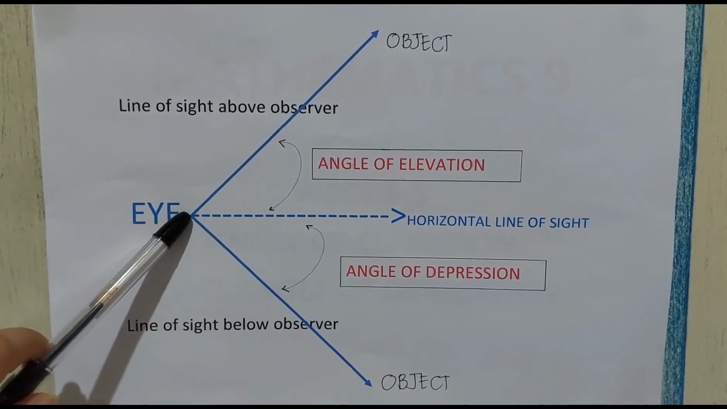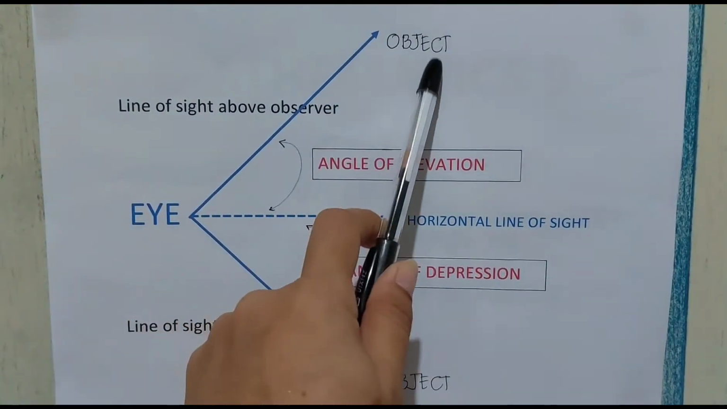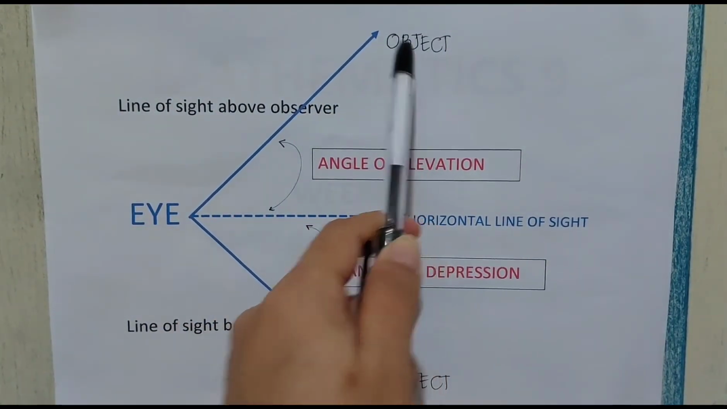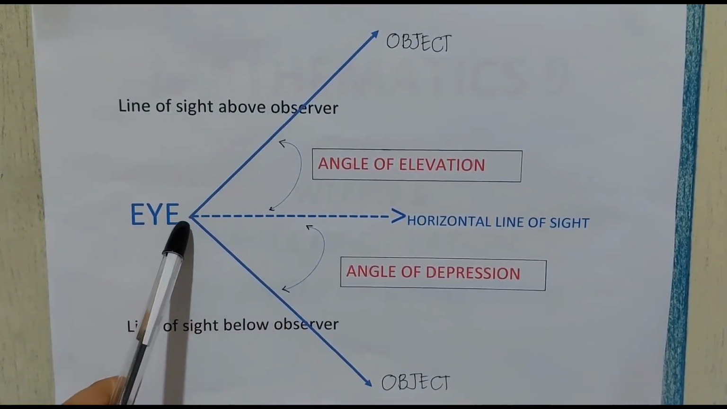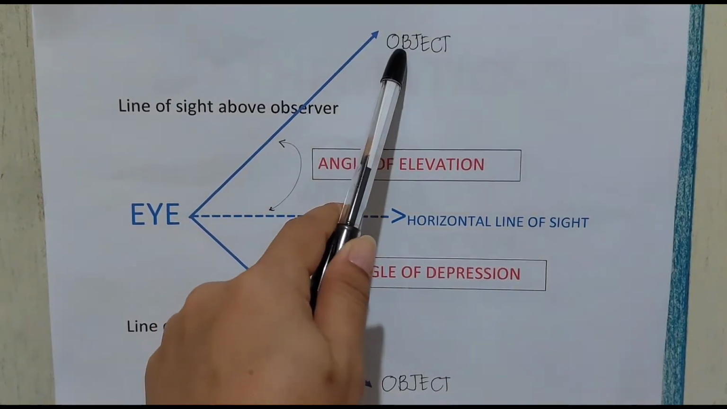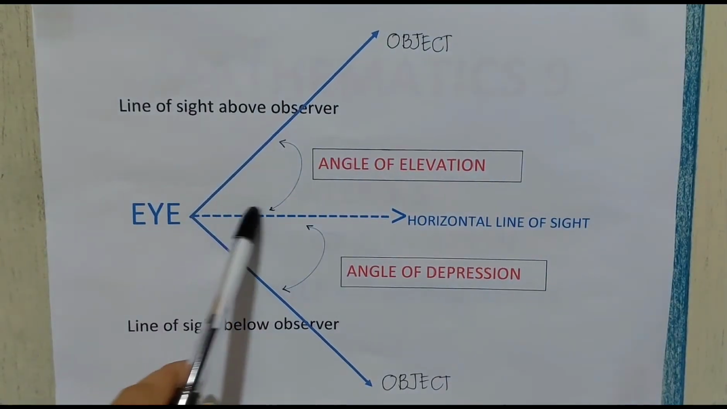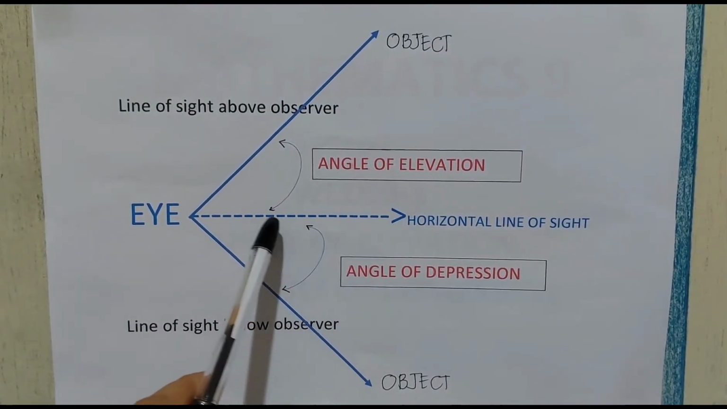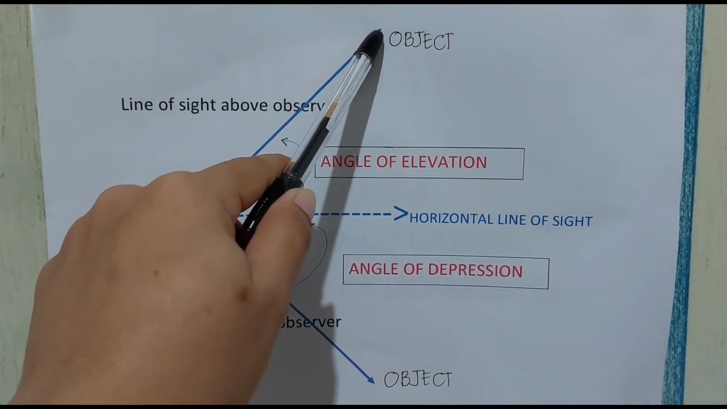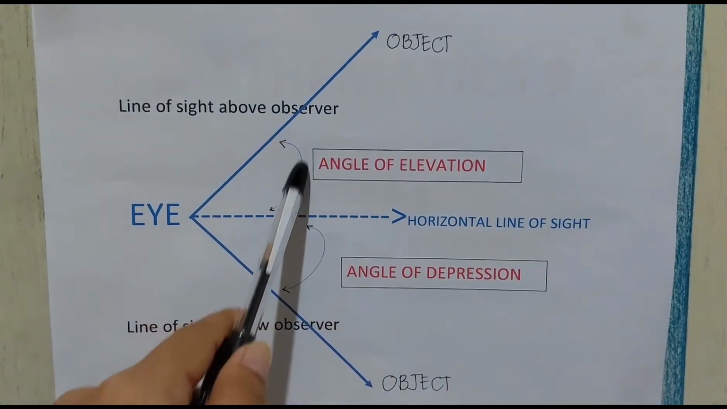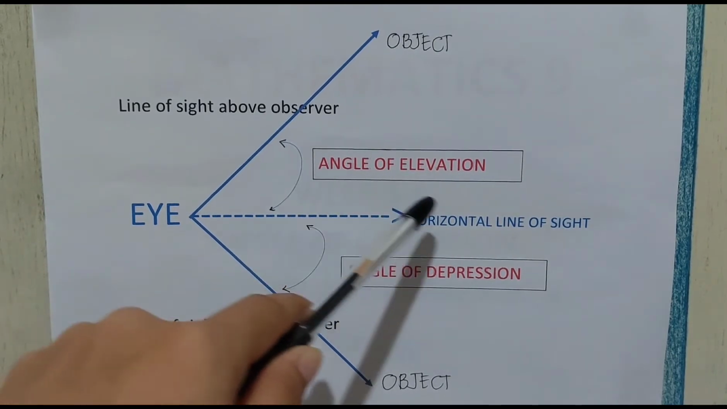If you are going to look up, this line going to the object that you are looking at on top or above is what we call the line of sight above the observer. When you look up, this angle here from the horizontal line of sight going to the line of sight above the eye of the observer, going to the object, this angle here is what we call the angle of elevation.